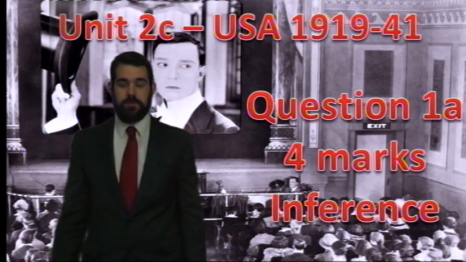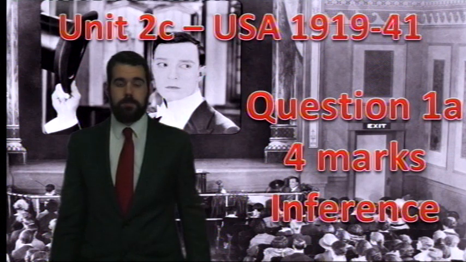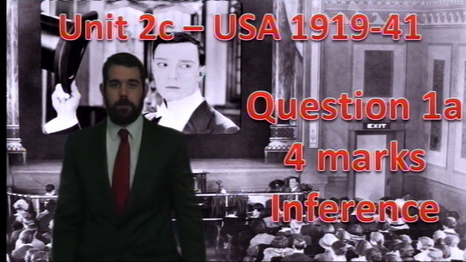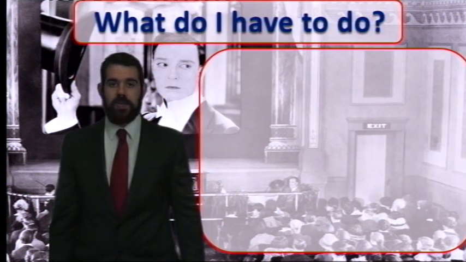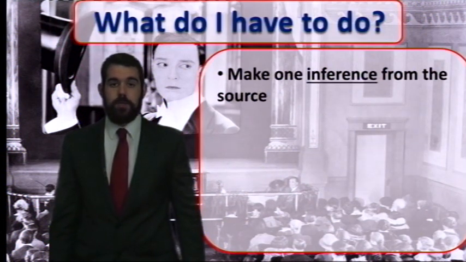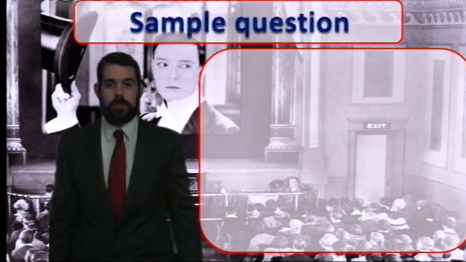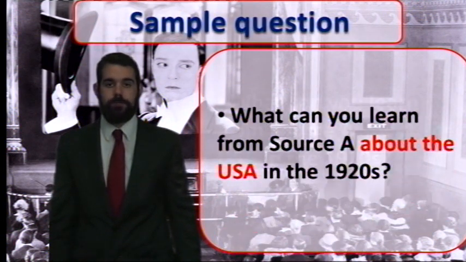Hello and welcome to this video for paper 2, the USA paper, and some guidance on the 4-mark inference question, the first question on the paper. So, what do you have to do on this question? You need to make one inference from a source, and only one, and you need to support that with some detail, some evidence from the source. So let's take a look at an example question.